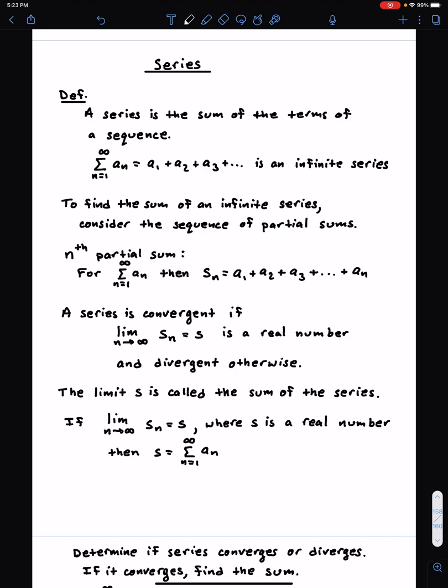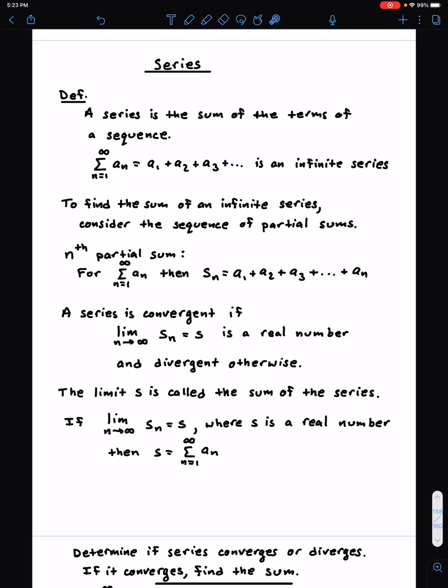So the nth partial sum for this infinite series is the sum of n terms. And a series is convergent if the limit as n approaches infinity of the nth partial sum is equal to s, where s is a real number, and divergent otherwise. The limit s is called the sum of the series.